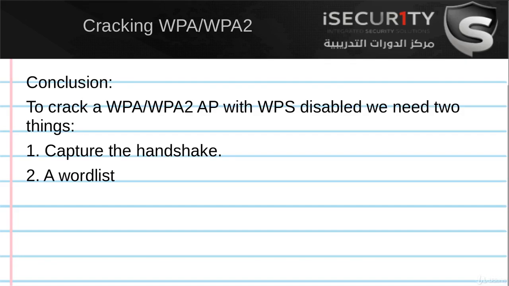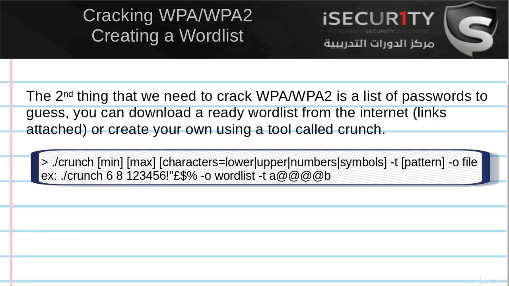Now I've attached a list of ready word lists that you can just download and use, or you can create your own word list using this video tutorial. We're going to use a tool called Crunch. It's basically just a script where you specify the characters that you want in the passwords, and it'll create all possible combinations of these passwords.